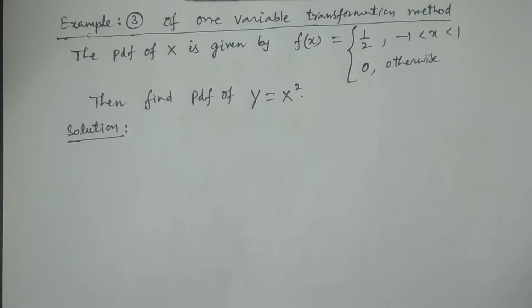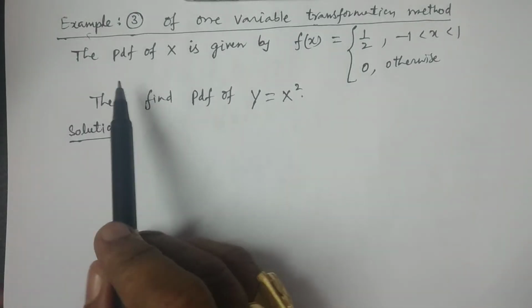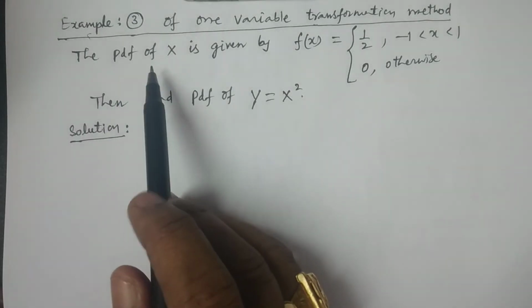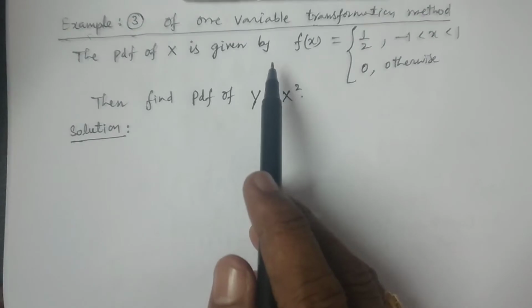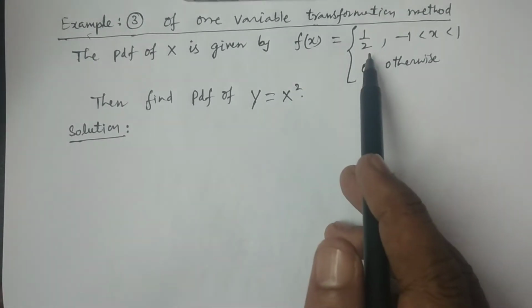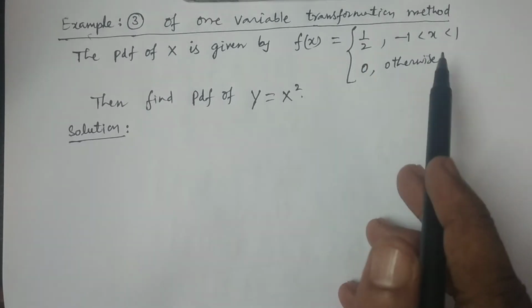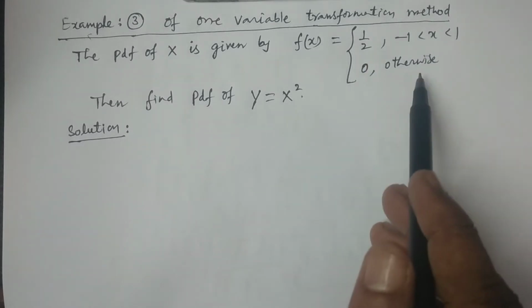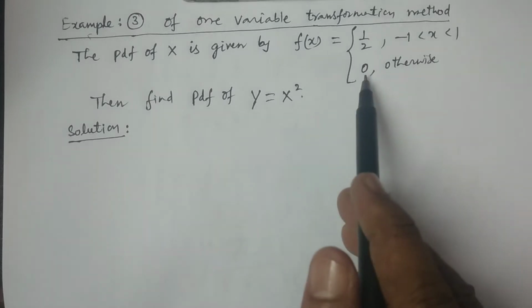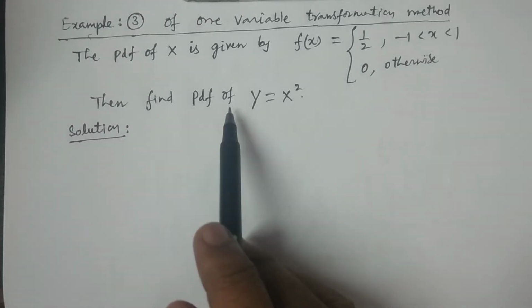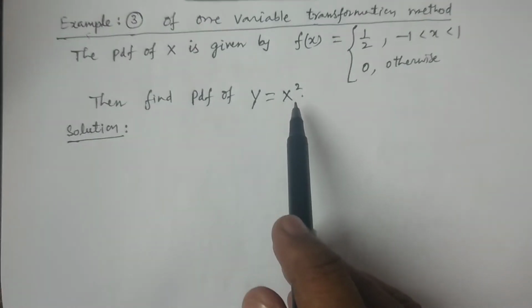In this lesson, I explain one more example of the one variable Jacobian transformation method. You see the problem here. The PDF of x is given by f(x) = 1/2 between the limits -1 to 1, so it is a continuous random variable, and it is equal to 0 otherwise. Then find the PDF of y = x square. This is the problem.